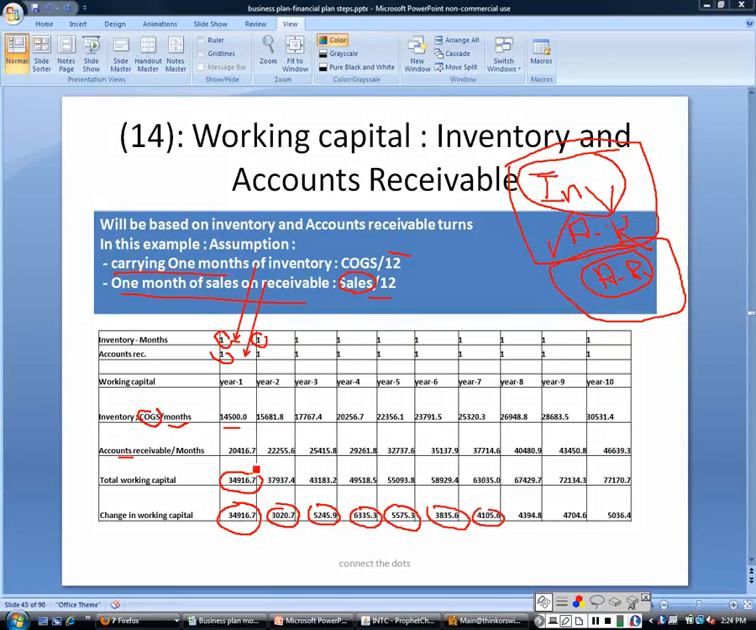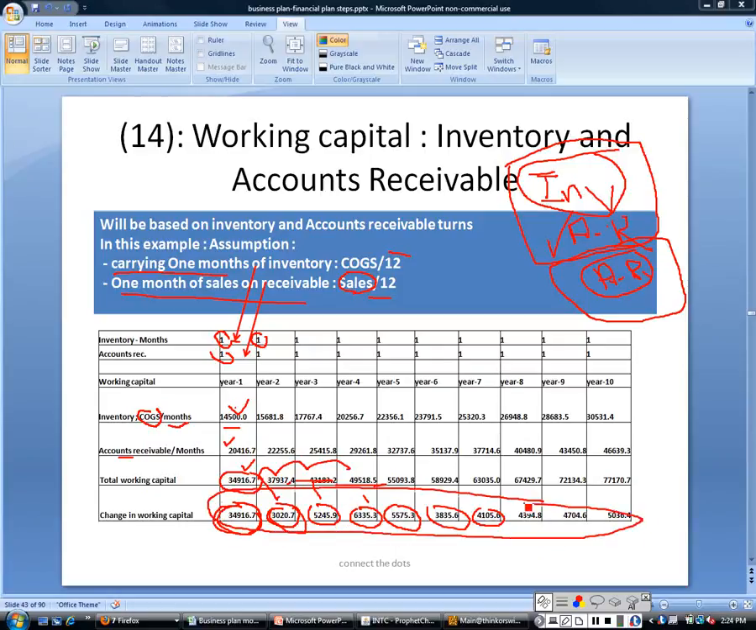So how is this all calculated? Well, inventory comes from cost of goods sold, which comes from the income statement, divided by this cell, which happens to be 1 month. Accounts receivable is sales divided by the number of months you're going to carry. You add them up. Change in working capital, obviously, starts with that. Then change in working capital is how much it is changing from here to here. So every year you're seeing what the change is. This is the change from here to here. This is the change from here to here. This is the change from here to here, and so on. Okay, this will become important when we start to look at the cash flow as time goes on.